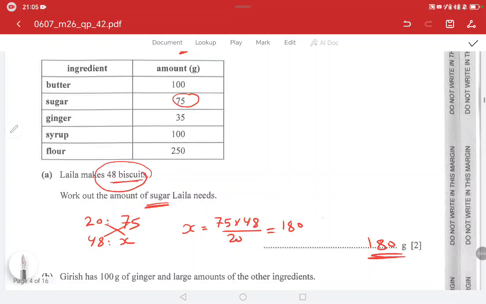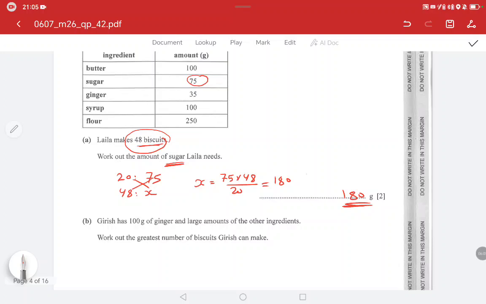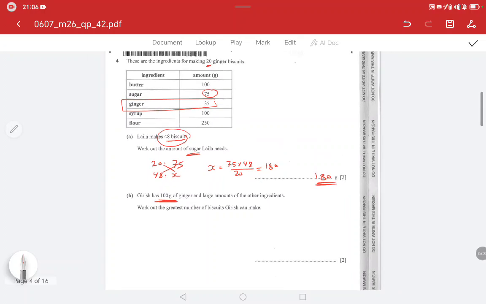So 180 grams. Okay. Next one, Grish has 100 grams of ginger and a large amount of other ingredients. Work out the greatest number of biscuits Grish can make. Okay, so now the only limited amount we have is for ginger, which is this one. Everything else we have a big amount of, so no problem. So let's see. We said before that to make 20 biscuits, you will need 35 grams of ginger, but if you have 100 grams, can you tell me how many biscuits you can make?